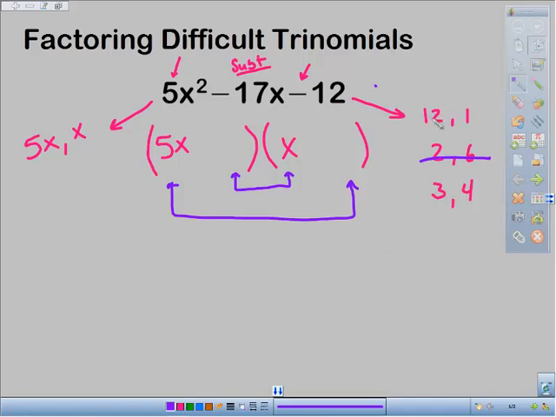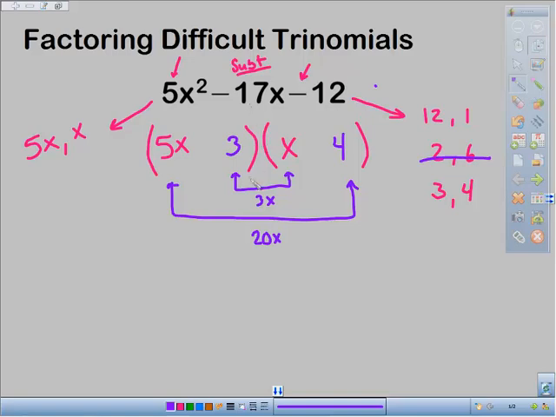So I always tell my students the least likely to be is the 1 in whatever number generally, so I do that last. So let's try 3 and 4. So put 3 and 4, multiply 3x, and multiply 5x times 4 is 20x. Now when I subtract 20x minus 3x, I get 17x. So that's what we're looking for.